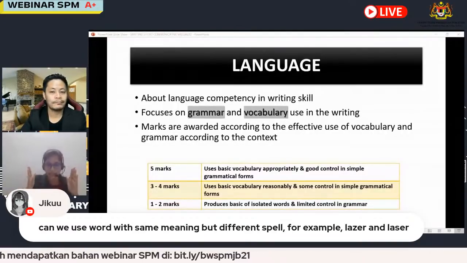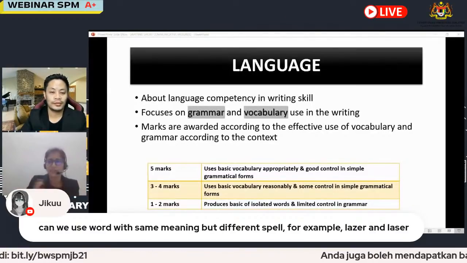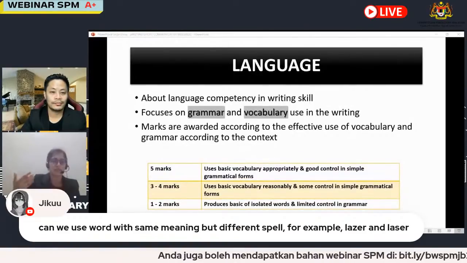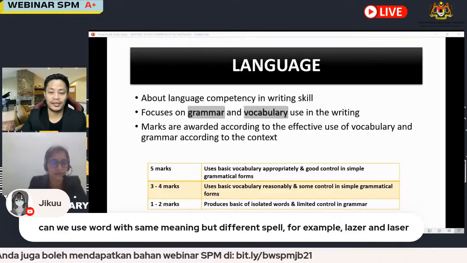Like in the language aspect, we look at it wholly. But if it's distorted, if we can't comprehend the meaning, then your marks go down. Try to minimize the mistakes. So that's what it is all about.